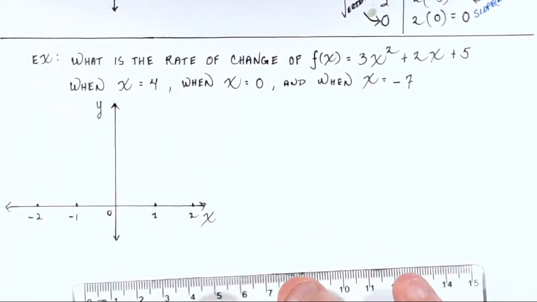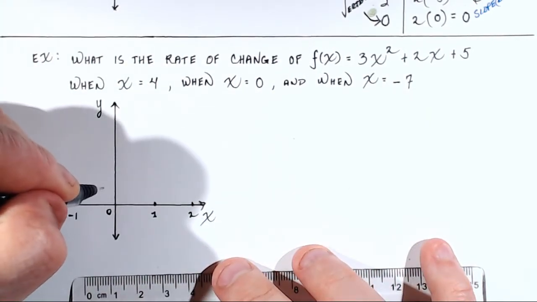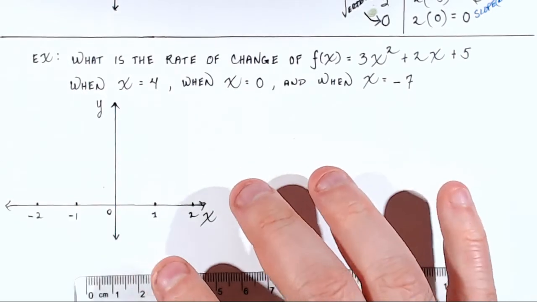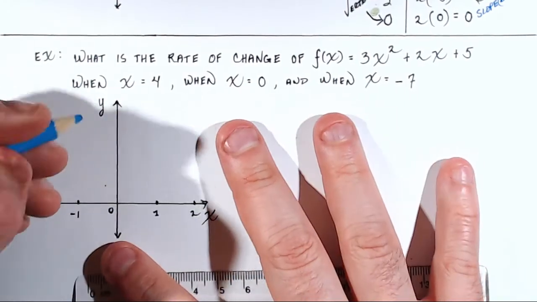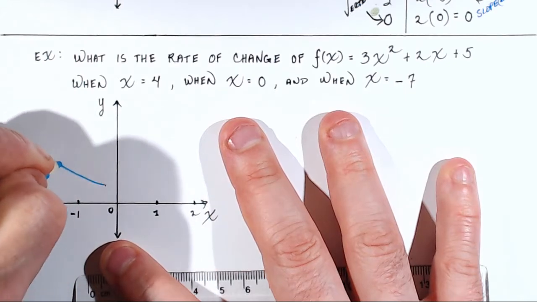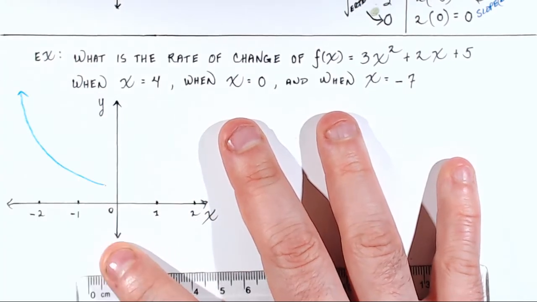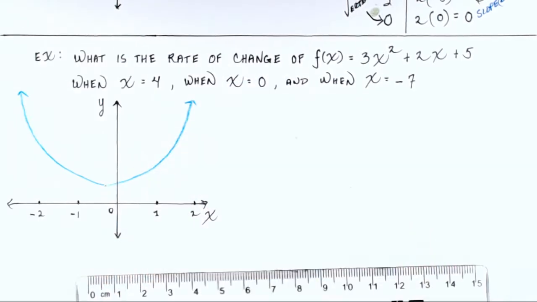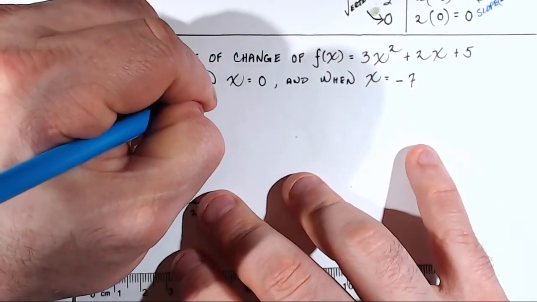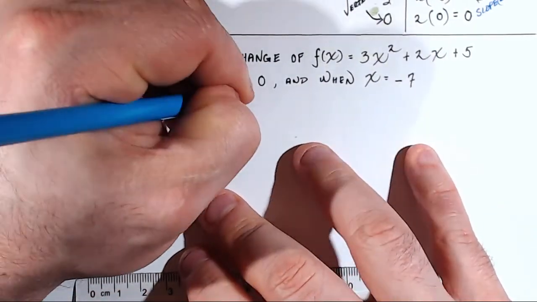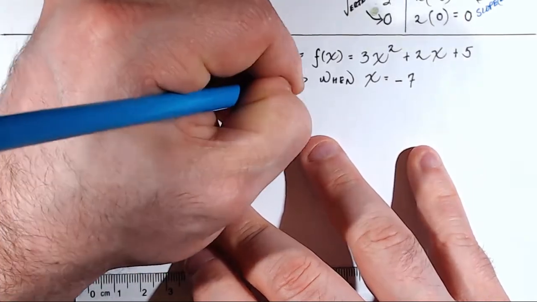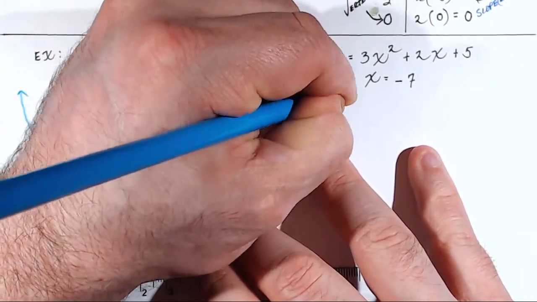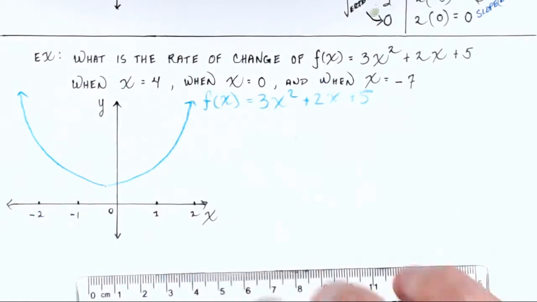Okay, so what the graph looks like is something like this. About like that. Okay, so that's what f of x equals 3x squared plus 2x plus 5. That's what that looks like graphed.